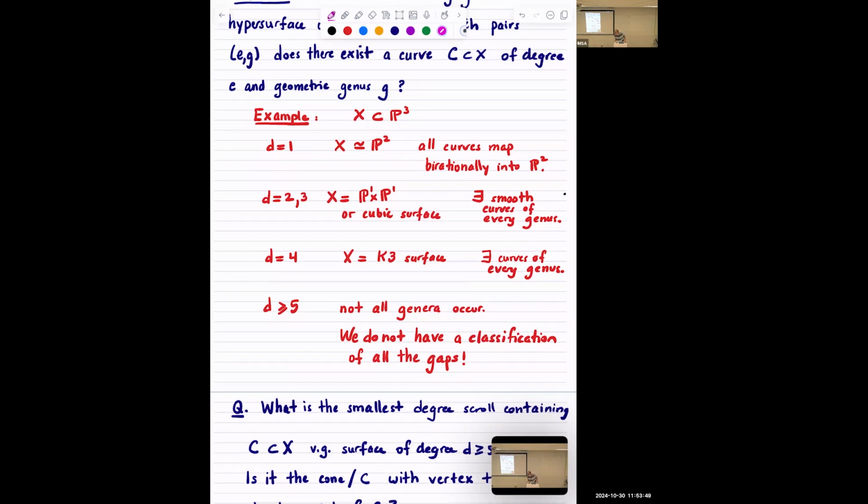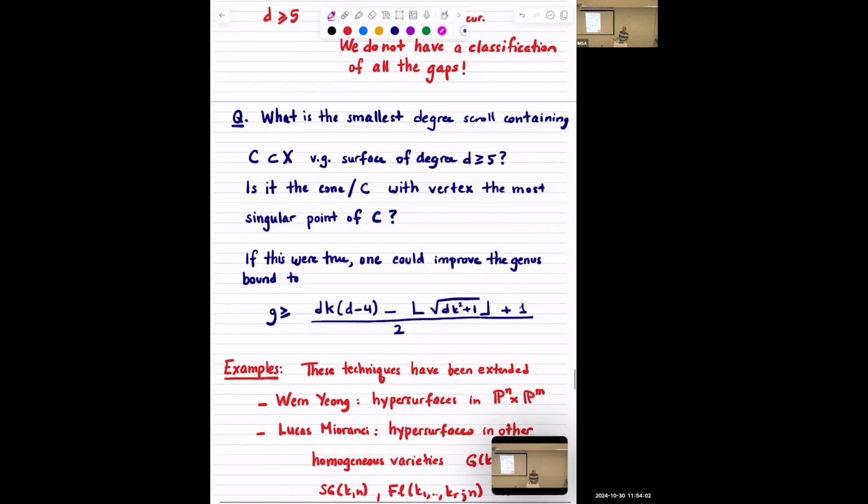What? The ghost is rationally connected. Right, but yeah, the previous theorem was for threefolds, but this also, that's right.